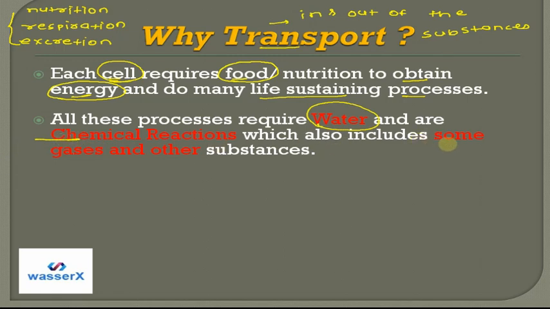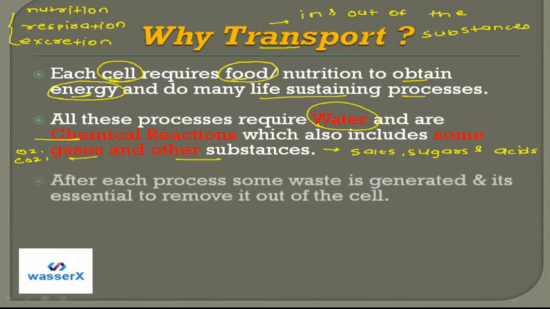These chemical reactions also include some gases and other substances. They include gases like carbon dioxide and oxygen and some other materials like some salts, some sugars and some acids. Now, when all these processes are occurring, it is very common that there will be production of some amount of waste materials, right? So we can say that after each process, some waste is generated and it's essential to remove it out of the cell.